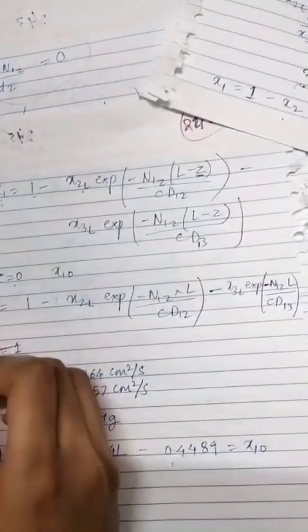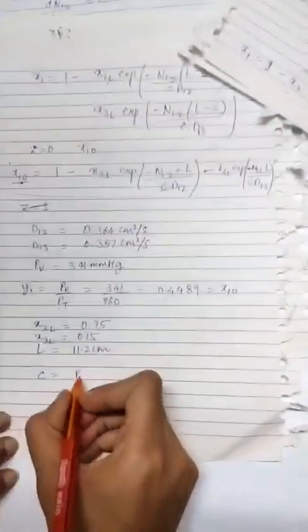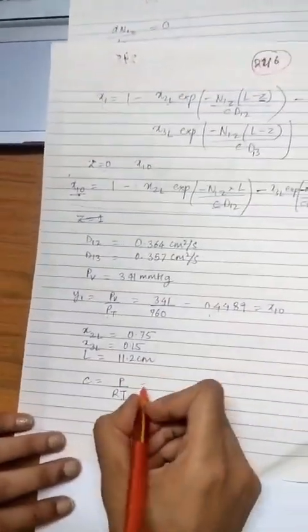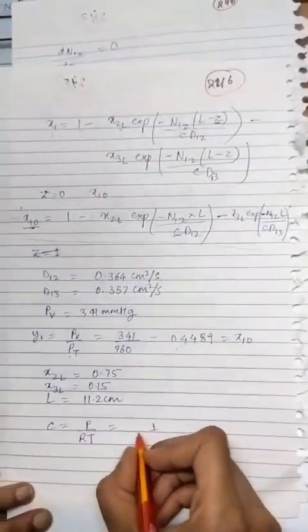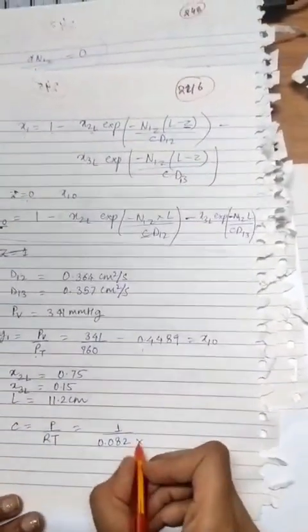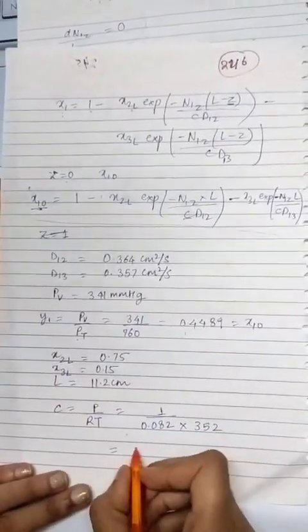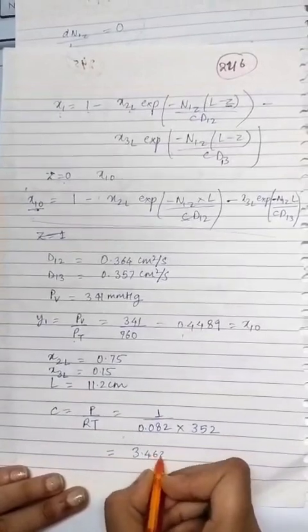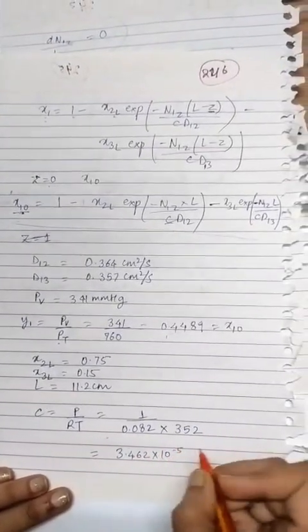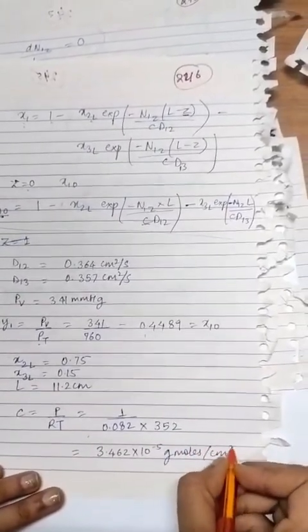As derived in the formula, we will need the concentration of water. Concentration of water is given as P upon RT. P is your 1 atm, R is your 0.082 liter per mole atm, into temperature 352 Kelvin, which will be your 3.462 into 10 raised to minus 5 gram moles per centimeter cube.